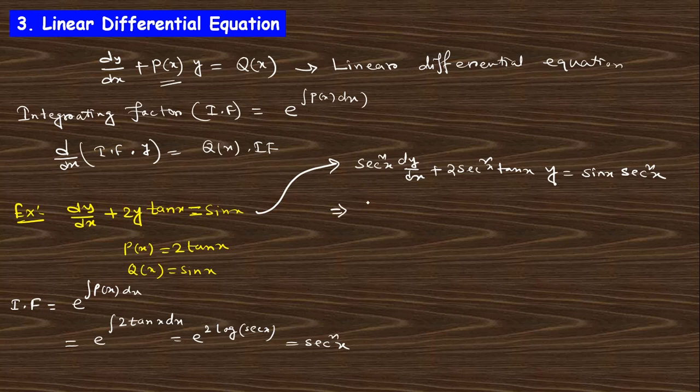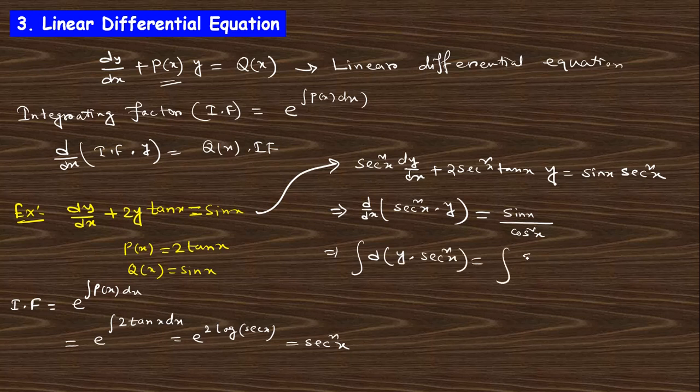This is nothing but d/dx of sec square x into y, because the derivative of sec square x is 2 sec x into sec x tan x. So you will get this term. You can write it in this form, and the right side is sin x by cos square x, since sec square x is 1 by cos square x. So if you integrate d of y into sec square x, and the right side is the integral of sin x dx by cos square x.